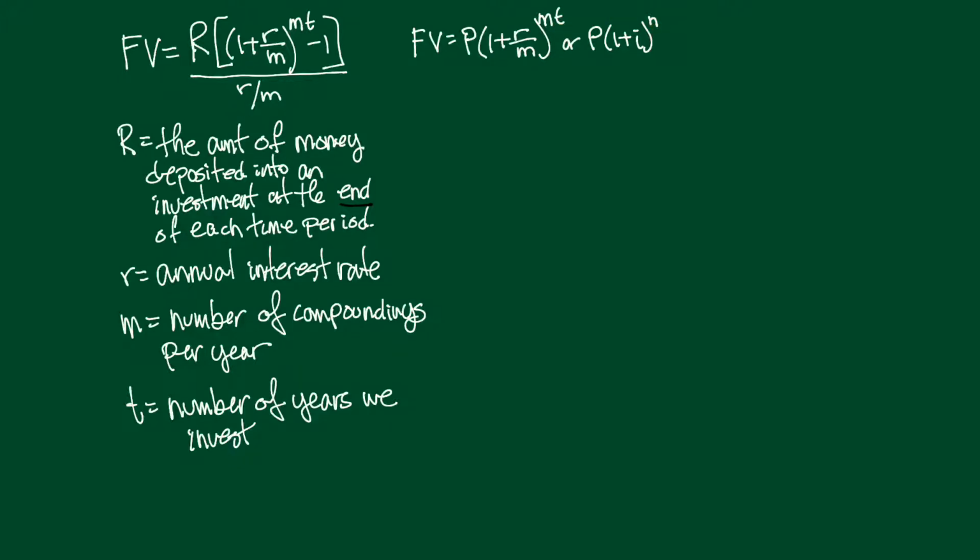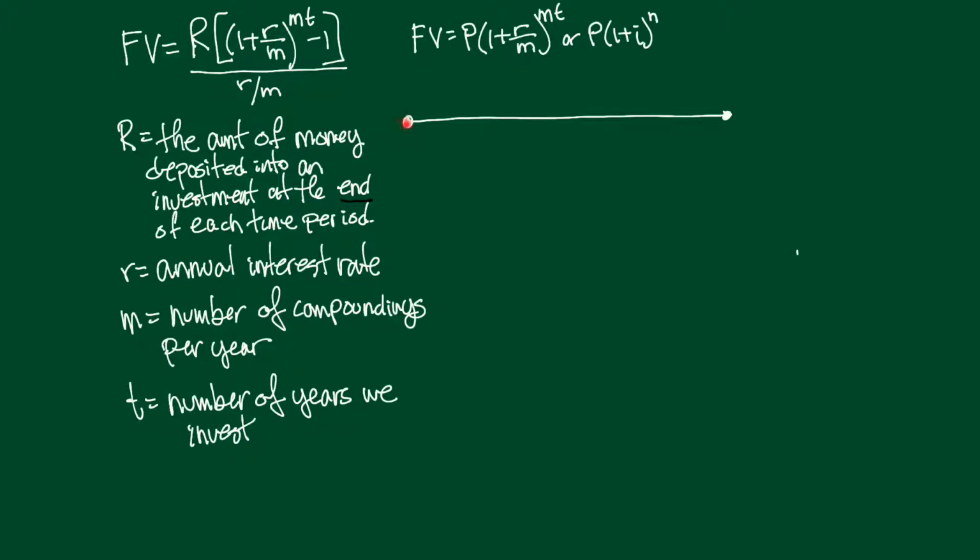So let's start at the very beginning of our investments, and let's do this in terms of years, just so I don't have so many dots here. We'll do it for maybe 5 years. At the end of the first year, suppose we put in R dollars. This R dollars is going to get interest for 1, 2, 3, 4 periods. So that N right there will be 4 because it'll compound 4 times.